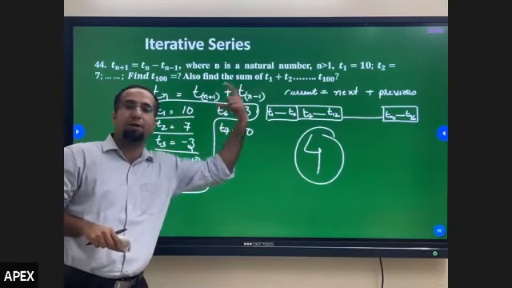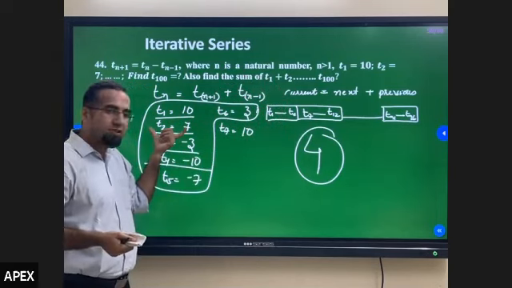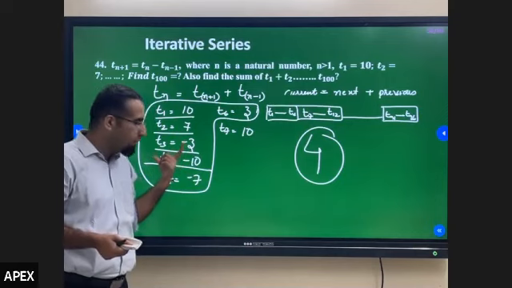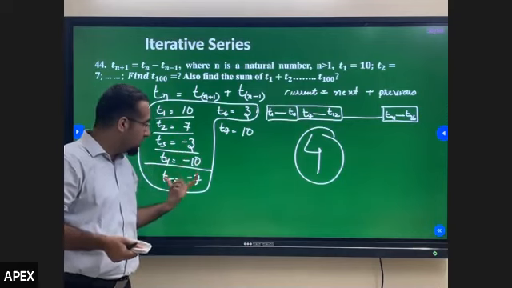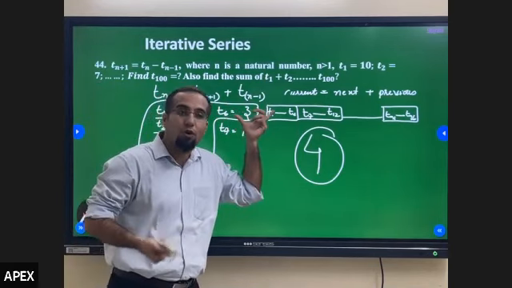Because 6 terms are repeated. When you divide the number by 6, if the remainder is 2, second term. If the remainder is 3, third term. If the remainder is 4, fourth term. If the remainder is 5, fifth term. If the remainder is 0, sixth term.